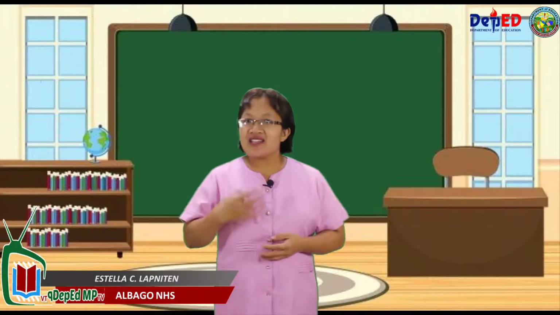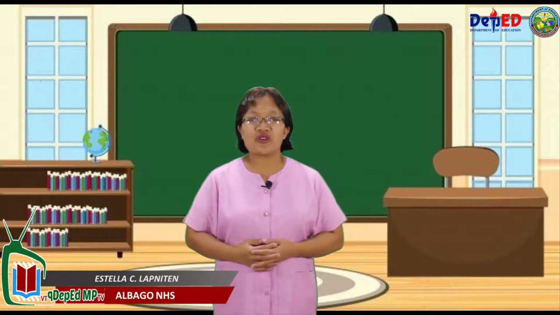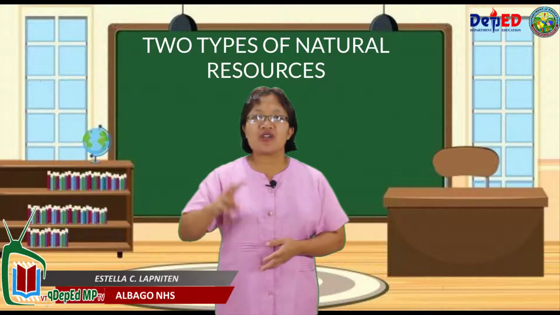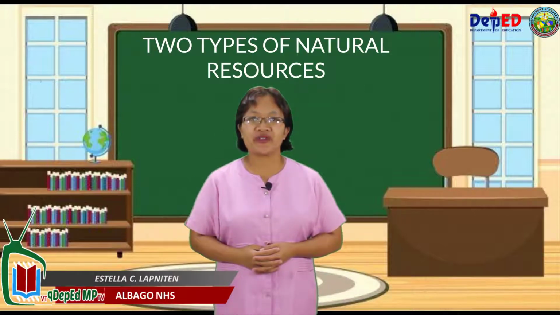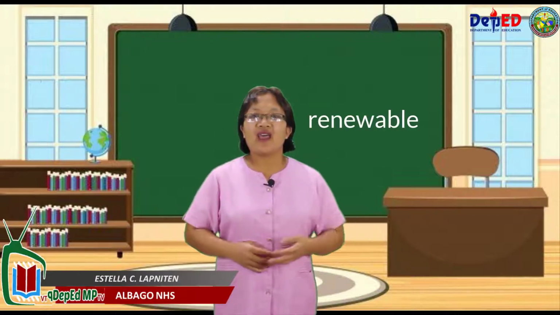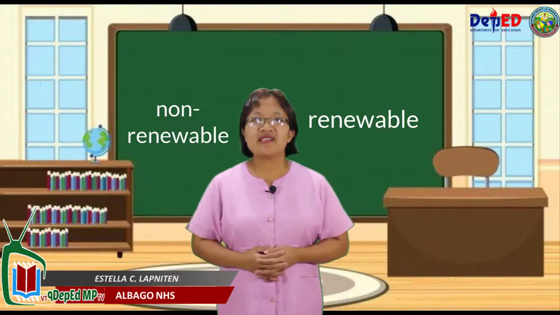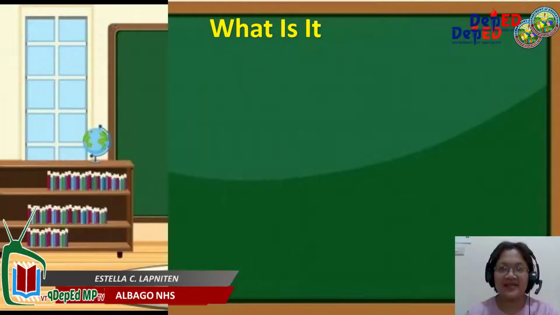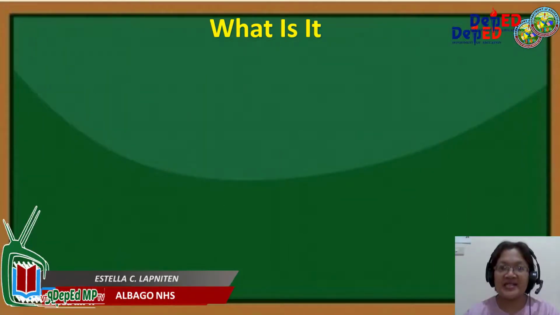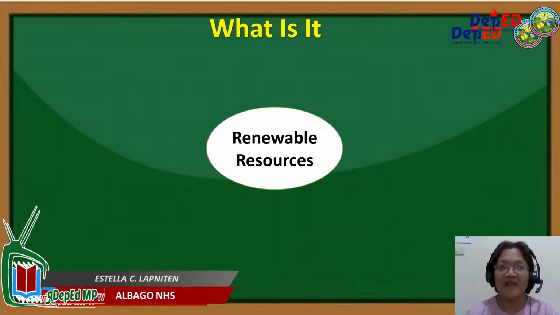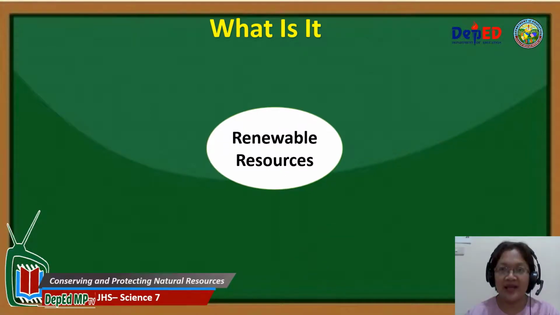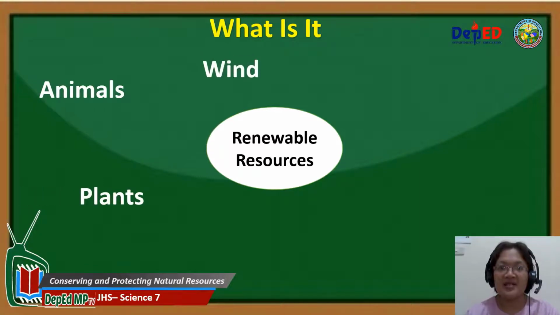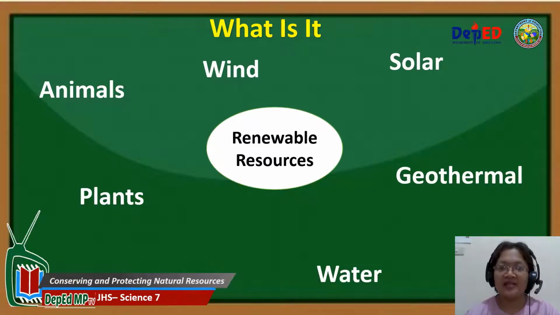This time, let's explore the types of resources. There are two types of natural resources on Earth: renewable and non-renewable. What is the difference between these two kinds of resources? For renewable resources, these can be replaced or have the potential to be replaced over time. Examples are plants, animals, wind, solar, geothermal, and water.